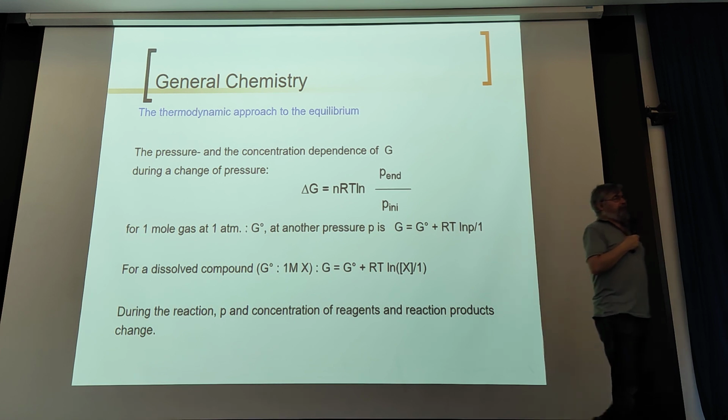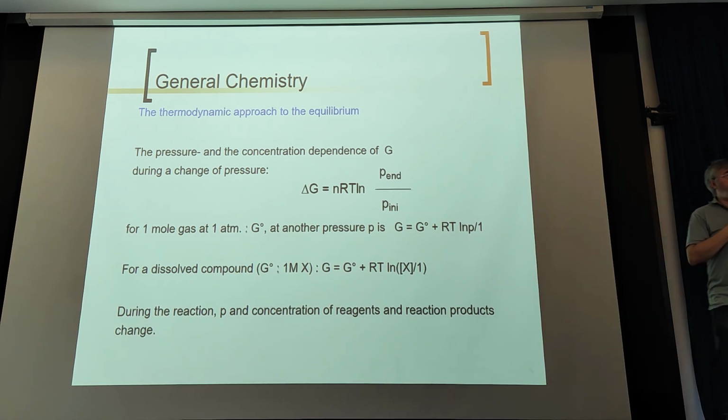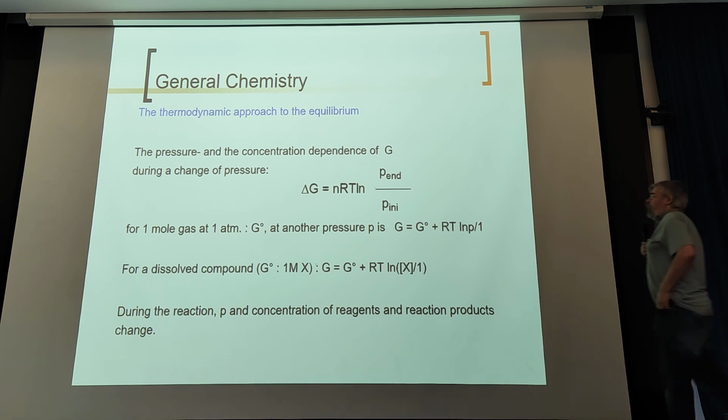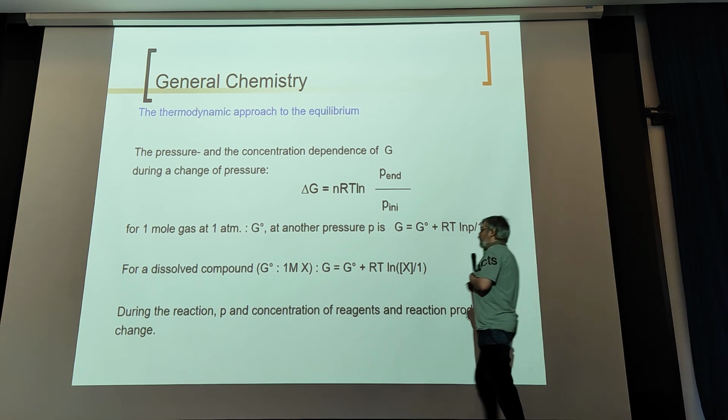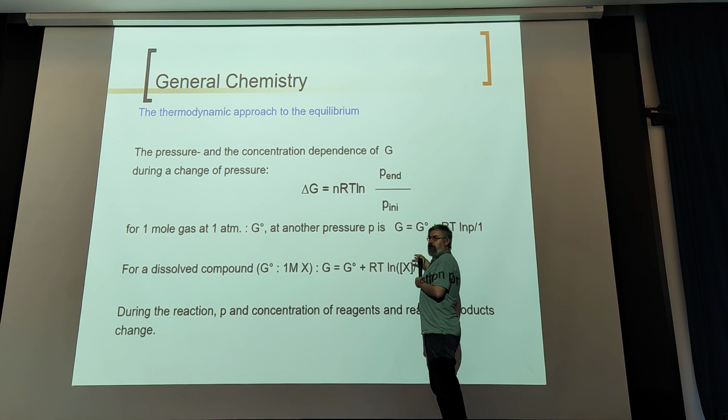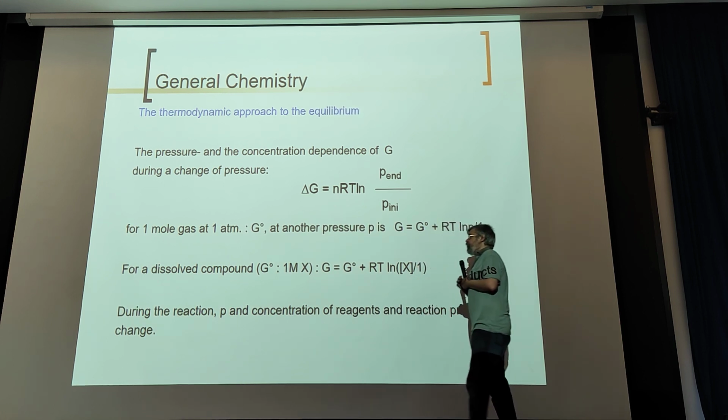For dissolved compounds, we are at molar concentrations. So we can then write it as concentration instead of pressure. So it becomes pretty much the same. The n is no longer there because it's already in the concentration term.